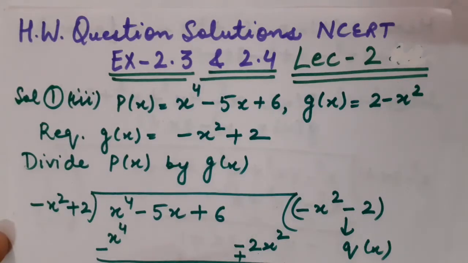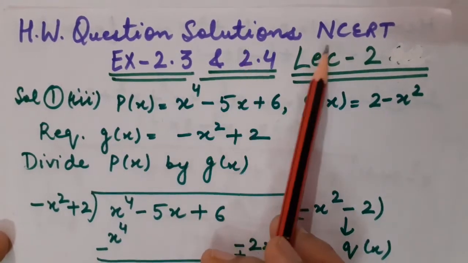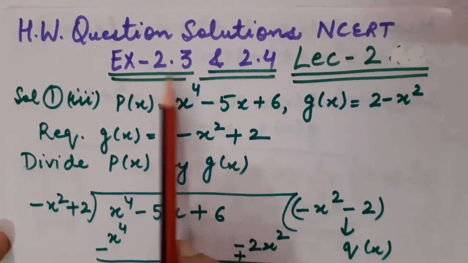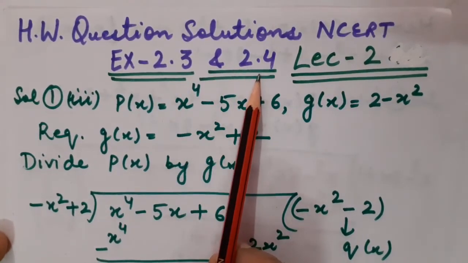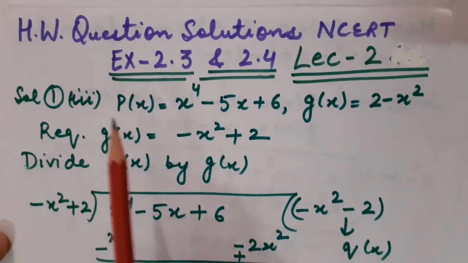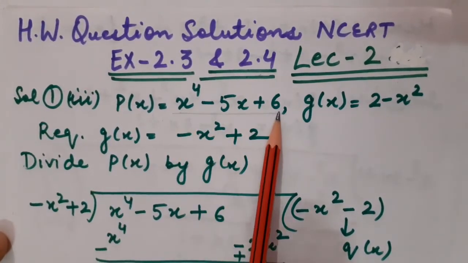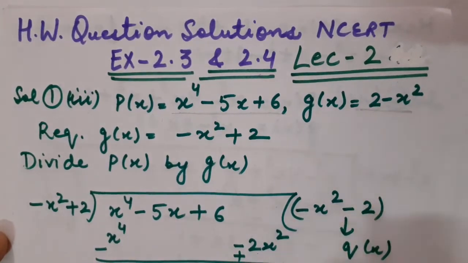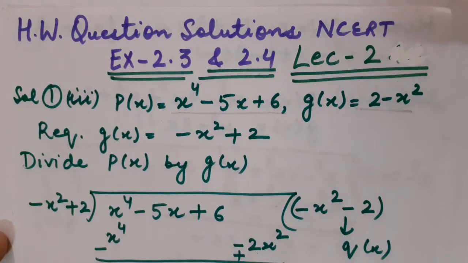Now children, I am going to discuss the homework questions which I gave you in lecture number 2. They are based on exercise 2.3 and 2.4 of NCERT. Fine. This is very first question, third part. You have to simply divide this px by gx. Fine. And after that you have to tell what is qx and what is rx.